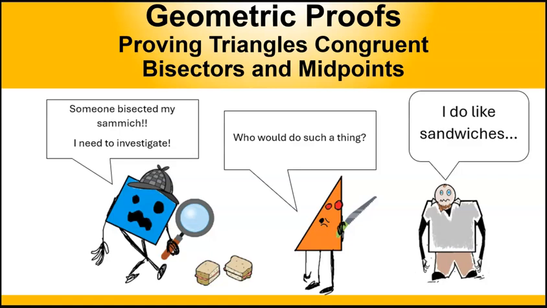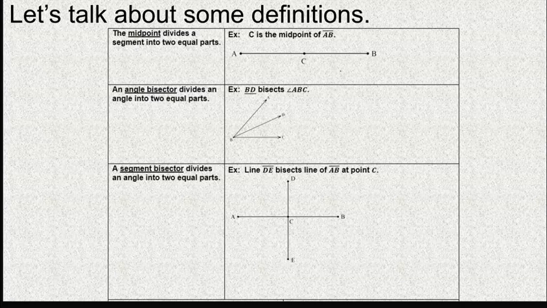Hi guys, in this video we're going to talk about geometric proofs, proving triangles congruent, using the definitions involving bisectors and midpoints. First we're going to talk about the definitions, then we're going to do 4 examples. Alright, let's get started.